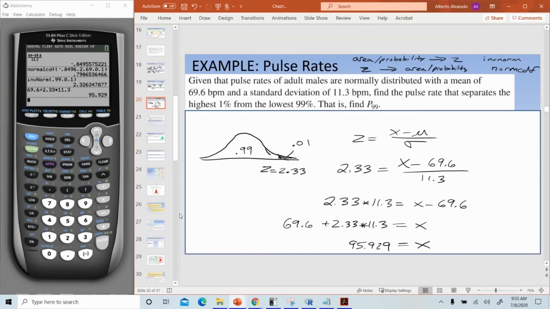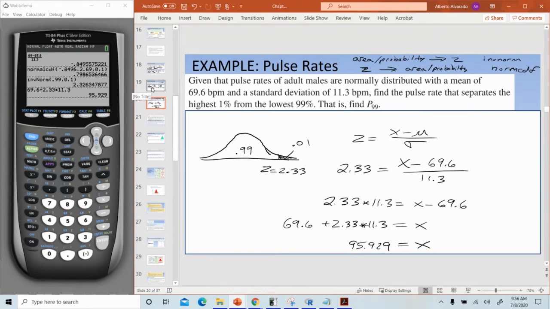Okay, so that's how you calculate the x value, or the pulse rate at the 99th percentile. So in other words, in terms of this question, 95 beats per minute would be the 99th percentile. In other words, that's the cutoff where 99% of the people would have lower than 95 beats per minute.